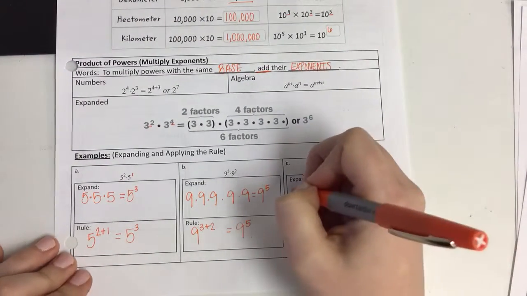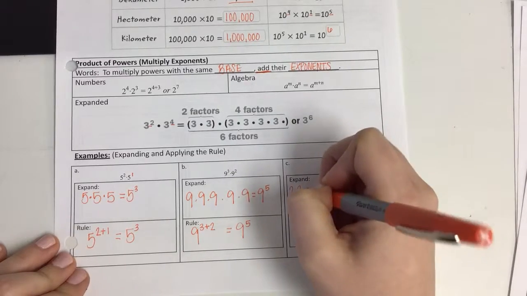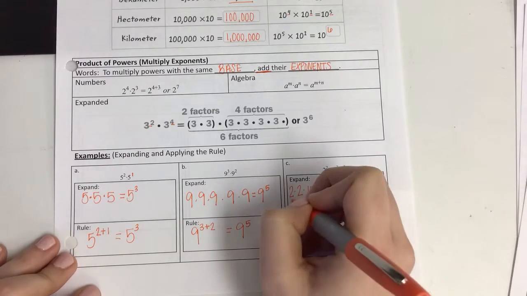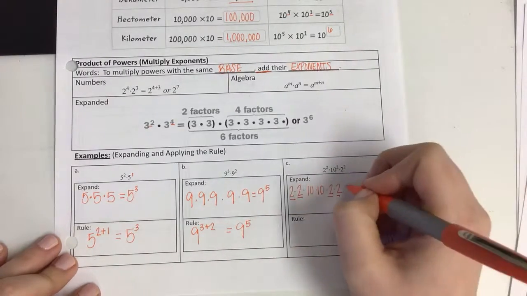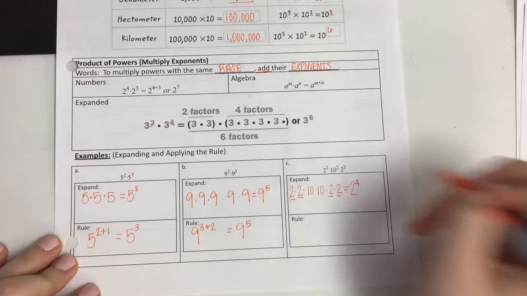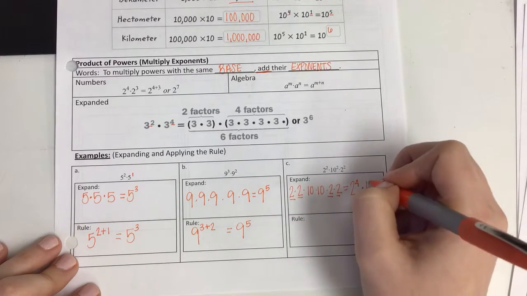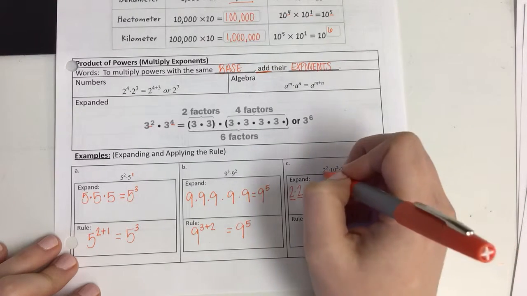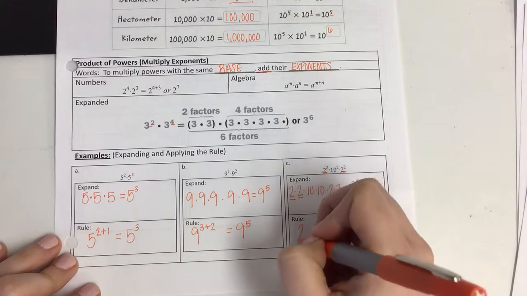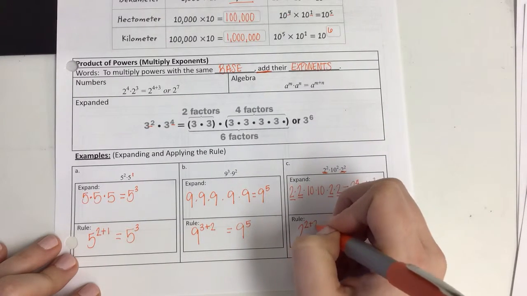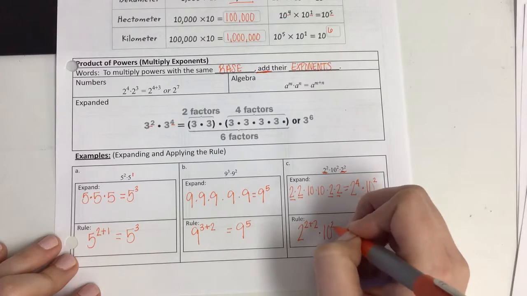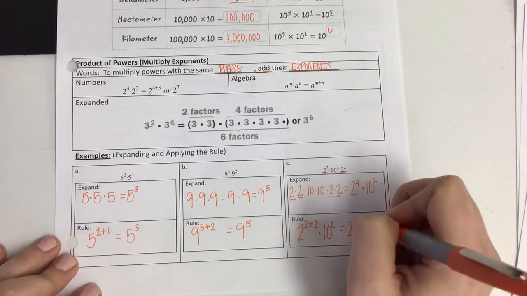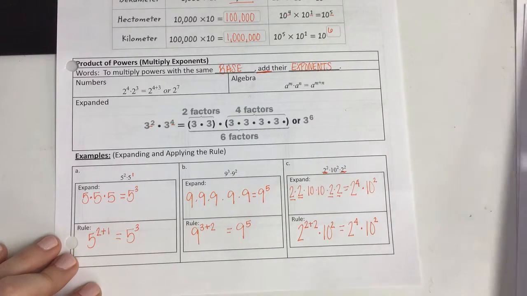Letter C, when I expand, I have 2 2's, then I have 2 10's, and then I have 2 more 2's. Well, we can only combine things with the same bases. So I have 4 2's multiplied together, so that's 2 to the fourth, times, I leave it as 10 squared. When I do my rule again, same bases can go together. So for my base of 2, I have exponents of 2 plus 2. And my 10 squared just stays 10 squared because I can't combine it with anything. So this gives me 2 to the fourth times 10 squared.